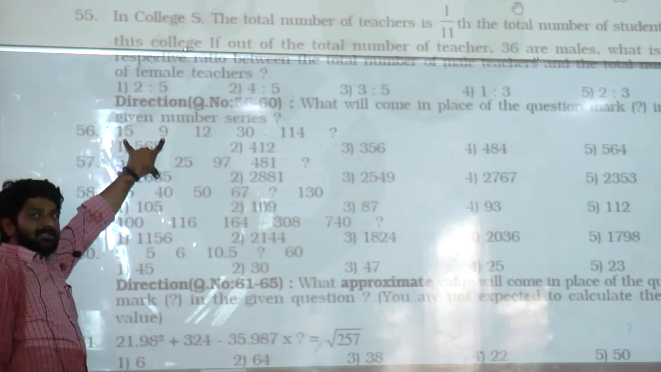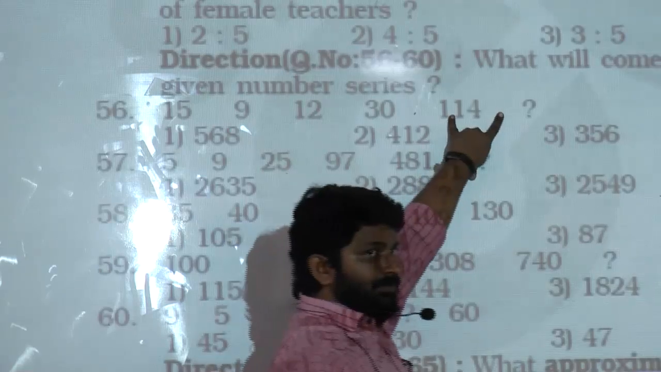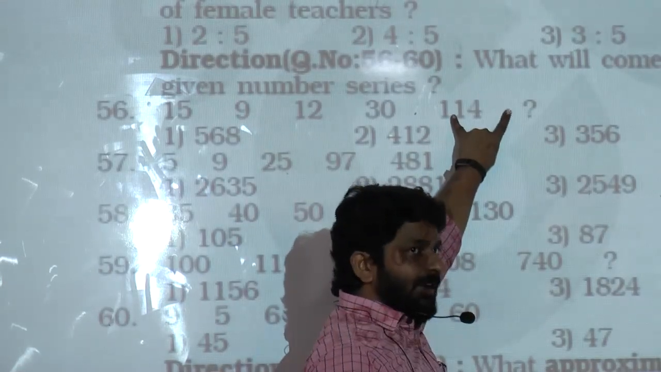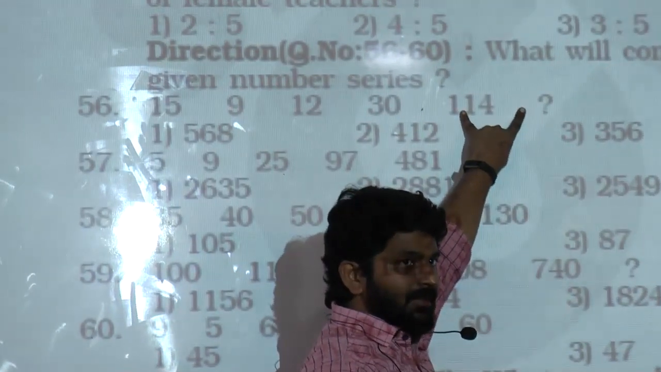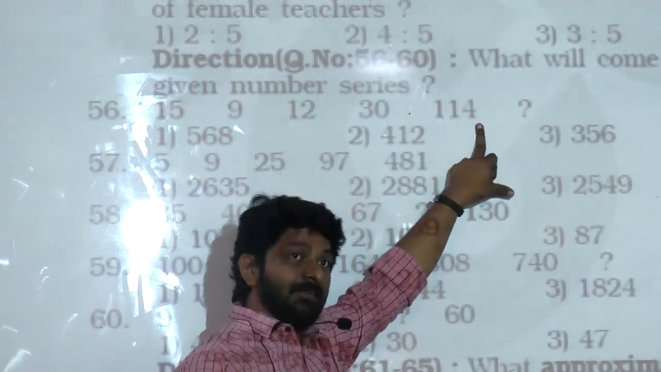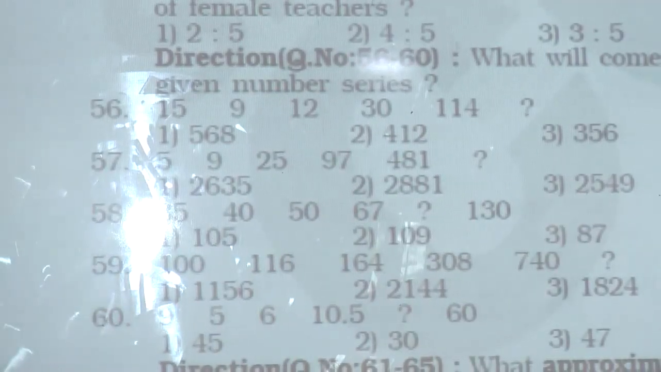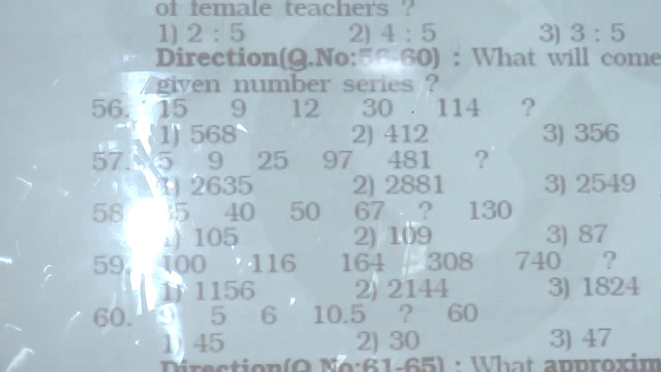Into 1 minus 6? Into 2 minus 6? Into 3 minus 6? Into 4 minus 6? Into 5 minus 6? Into 5 times, 10 times and then half. 10 times is 1140. Half, 570. Minus 6, 564. Fifth option.